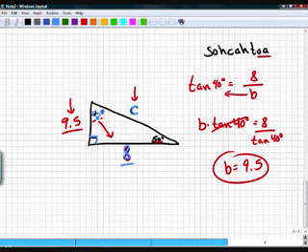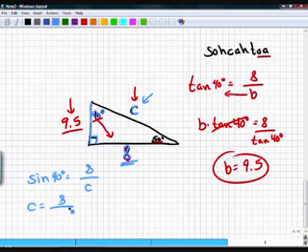I'm going to use 40. So if I use 40, I've got 8, and I'm looking for C. Here's adjacent. The sine of my angle equals opposite over hypotenuse. What's my angle? 40 degrees. What's opposite? 8. What's hypotenuse? C. And we've got to do the exact same thing we did before, but we know the shortcut. We're going to move C over, divide by sine of 40, so C equals 8 divided by sine 40, which is 12.4. Does that check out?